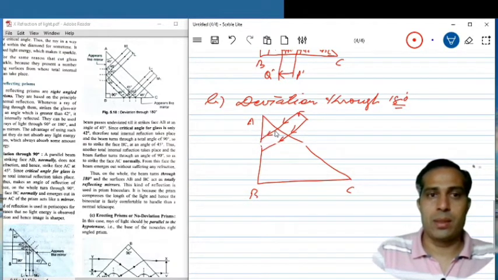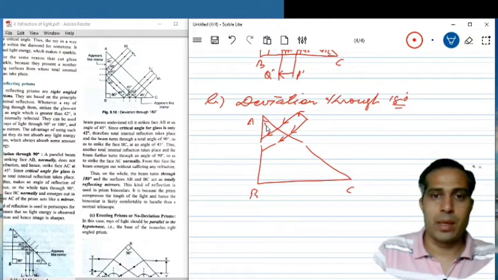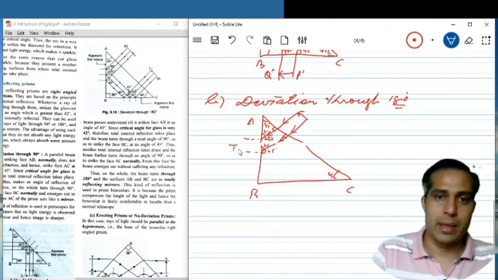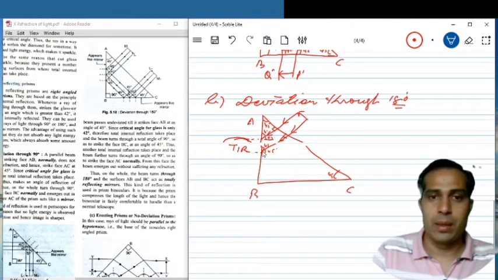At this surface, you can see this angle is 45. This is again 45. So if this is 45, this will also be 45, and this will be 90. Angle of incidence will be 45 here also. So it means TIR will take place at this surface AB, and it will get reflected towards the lower surface like this.